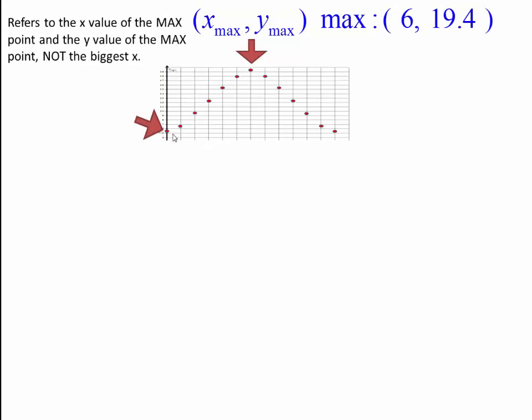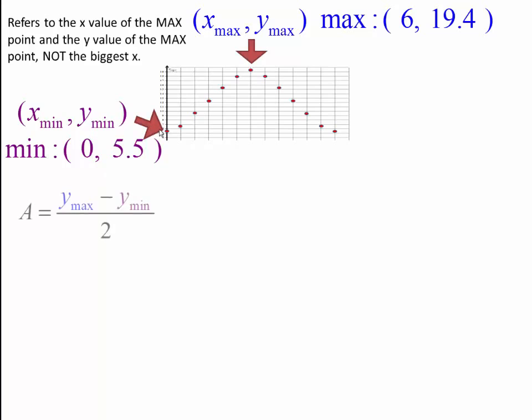Similarly, I have a minimum point, where the x minimum refers to the smallest x value and the y minimum refers to the smallest y value. And in this case, it would be 0, 5.5. To create an equation, I need my A. A is, of course, the amplitude from the center line. How high is it to the maximum? We can find that by taking the maximum y minus the minimum y.